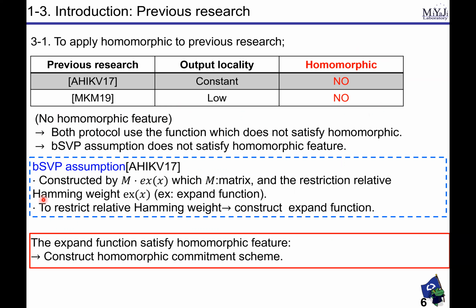So what is the bSVP assumption? The bSVP assumption is constructed from M times Ex, where M is a matrix and Ex is an expand function with a restricted relative Hamming weight. This restriction on the relative Hamming weight has to be used, since the bSVP assumption has to be constructed with the restricted relative Hamming weight. And this expand function is the reason that the previous research does not satisfy the homomorphic feature. So if the expand function satisfies the homomorphic feature, then we can construct a homomorphic commitment scheme.